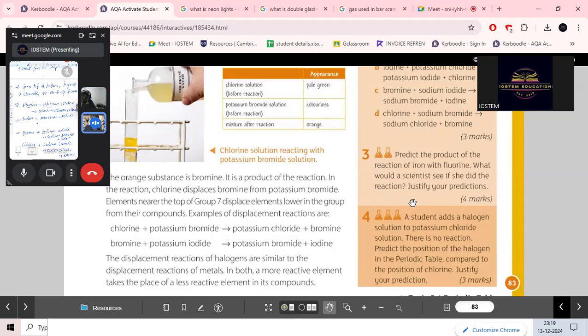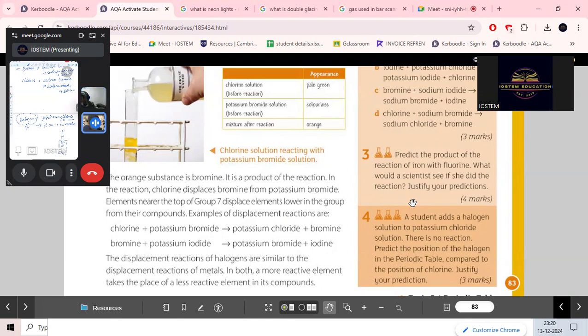They are saying that the student adds a halogen solution to potassium chloride, which means some halogen is being added to potassium chloride, and there is no reaction. Yes, it should be lower than chlorine, right? So it is bromine, iodine, astatine. So it should be these three, right?